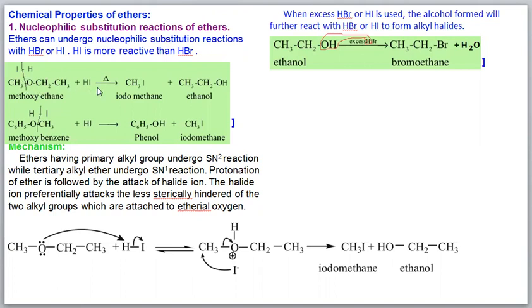So this is ethyl methyl ether. Two carbon-oxygen bonds are there: this is the methyl carbon-oxygen bond, and this is the ethyl carbon-oxygen bond. Here, this carbon-oxygen bond is cleaved. Hydrogen will go along with oxygen, and iodine will go along with the alkyl group. So we'll get methyl iodide and ethyl alcohol.